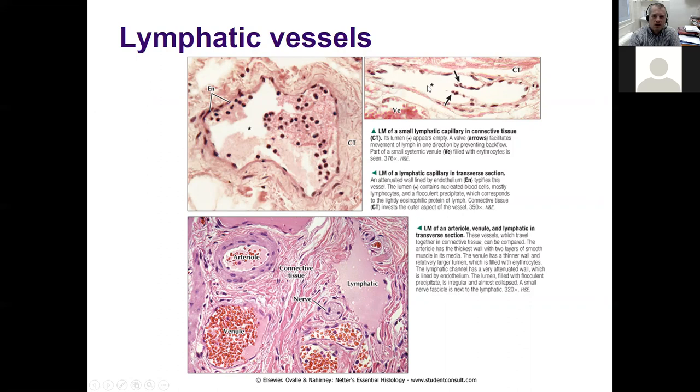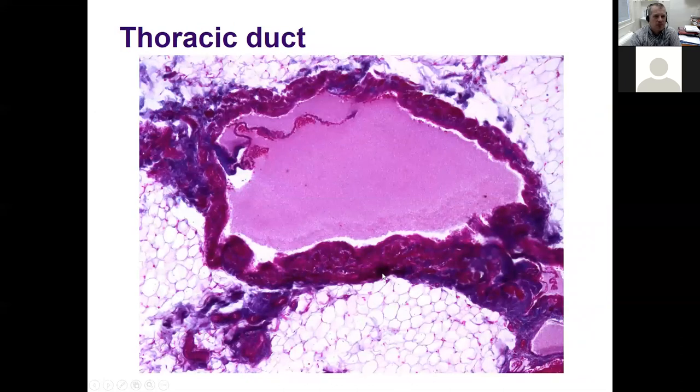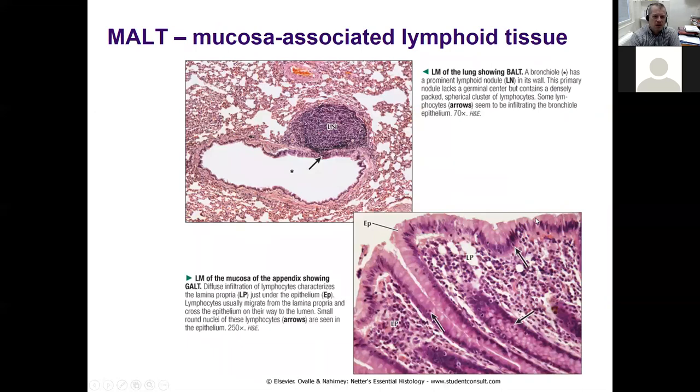This is also a lymphatic capillary with a valve. Lymphatic capillaries are highly permeable. When comparing to the blood vessels, arteriole, venule, a lymphatic capillary has the thinnest wall with the highest permeability. There are gaps between the endothelial cells. The larger lymphatic vessels, such as the thoracic duct, have a wall similar to veins. So there is even smooth muscle, that's the reddish stuff here. There is collagen, that's the blue tissue in this trichrome method.